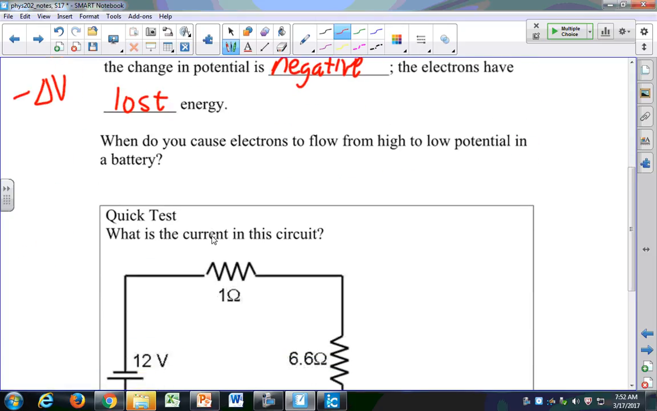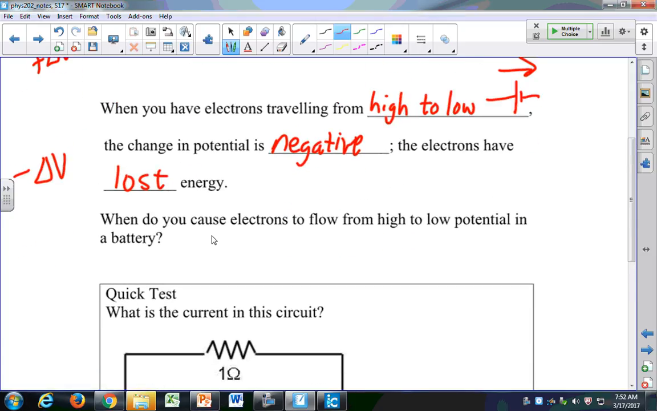Now, why would you want to cause electrons to flow from high to low potential? Why would you want to have electrons go from this side to this side of a battery? What purpose could that possibly serve? Because the electrons are actually losing energy. Why would you want your electrons to lose energy when they go into this battery?